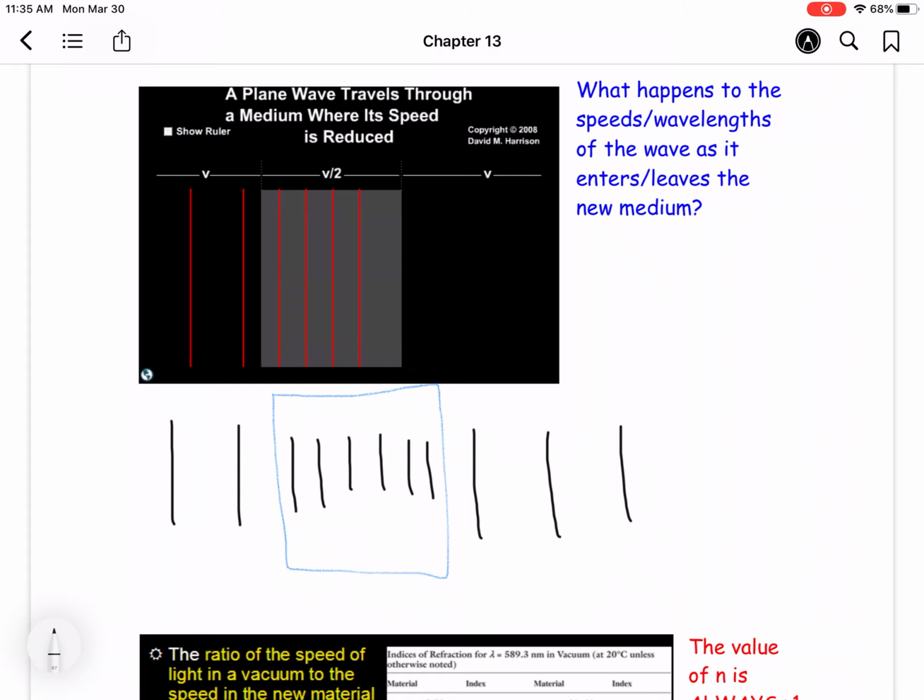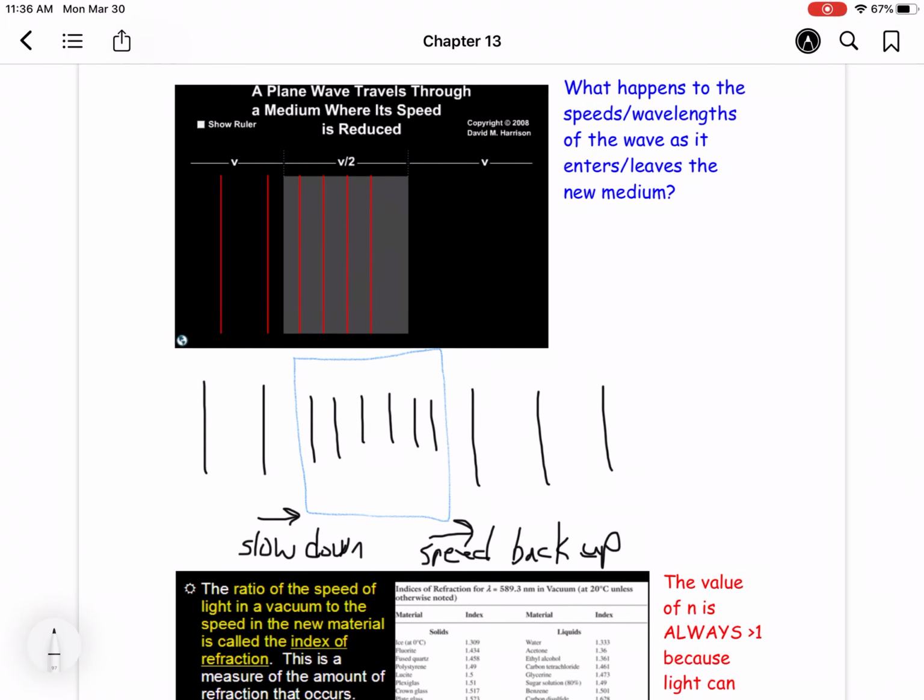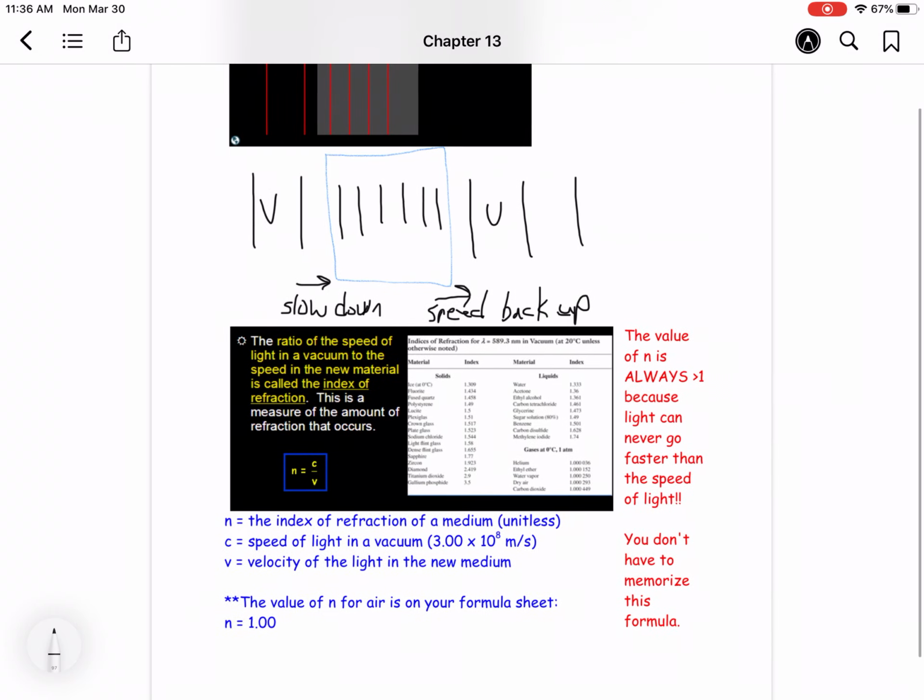The frequency stays the same, but as we enter, we're going to slow down. And then as we leave, we're going to speed back up. That's a crazy thing about light, is it inherently speeds back up once it leaves the medium. And so basically the velocity over here and the velocity over here are exactly the same, okay? That's kind of it.